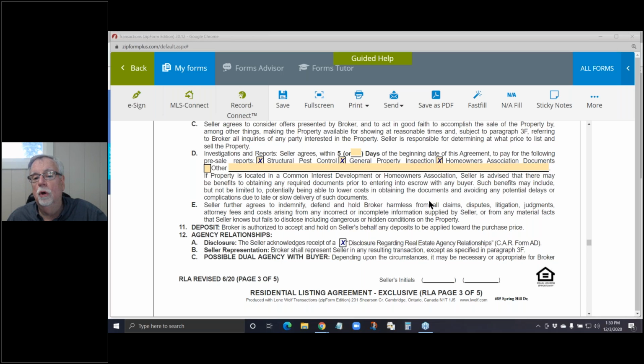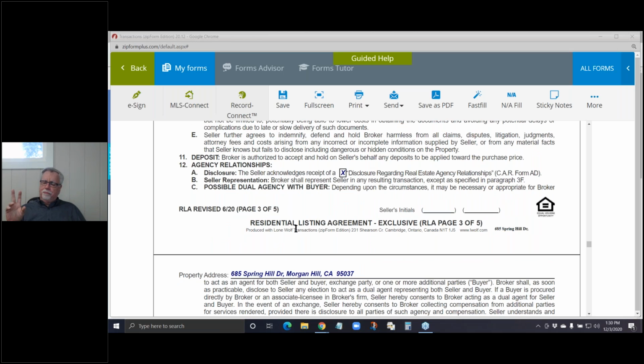Indemnify, defend, and hold a broker harmless from any claims, disputes, litigation, judgments from information they did not give us or information that was wrong. Then there's agency relationship. The listing agreement, boiled down, does two things, right? One, creates an obligation of the seller to pay a commission. That's what we've been talking about. But number two, the listing agreement also creates an agency relationship between the seller and the listing office.